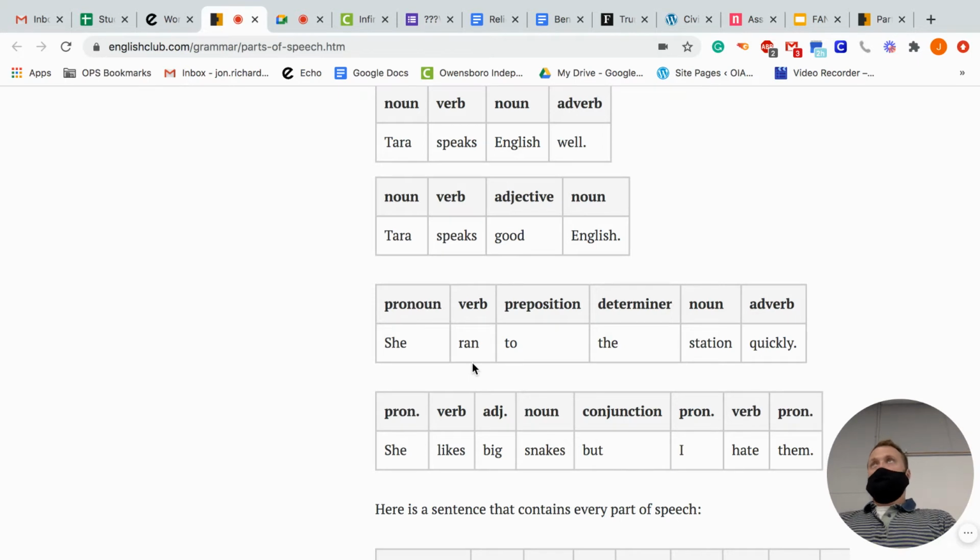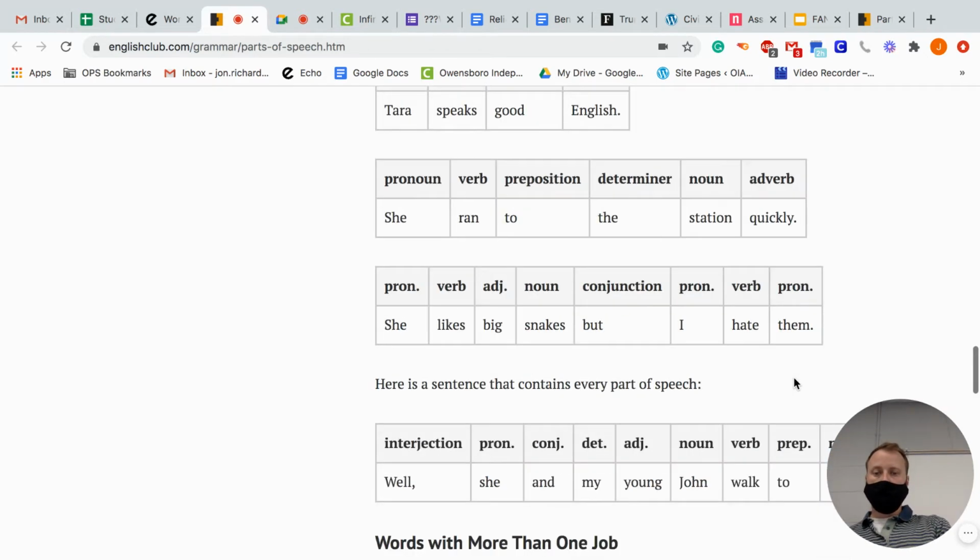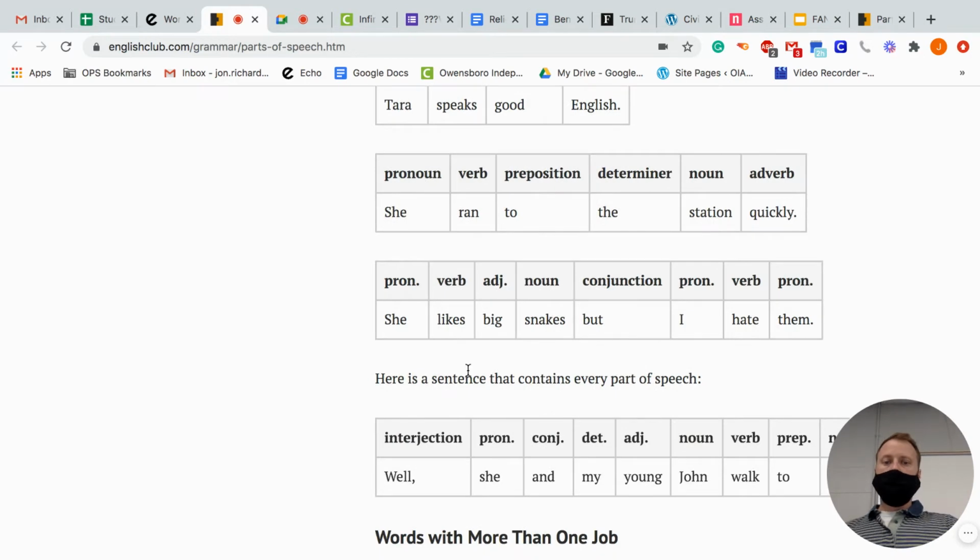And then, where did they run? To the station quickly. That's a complete thought. So we have our subject or our noun and our verb. Okay. So a pronoun can count as our noun. So she ran to the station quickly. Let's do another one. Okay. She likes big snakes, but I hate them. So who are we talking about here? She. Okay. And she what?